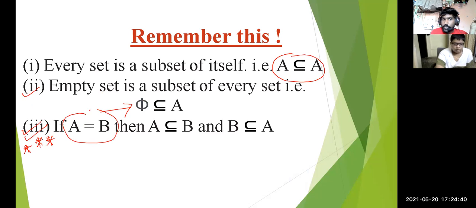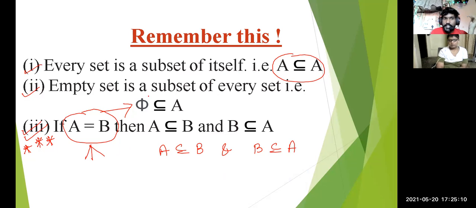If A is equal to B, that means if they are equal sets, then both are true. You can say A is a subset of B, and also that B is a subset of A. But you can say this only if A and B are equal sets. Are these three points clear? The first one is every set is a subset of itself. Second, the empty set is a subset of every set. And third, if A and B are equal, then A is a subset of B and B is a subset of A. Clear?